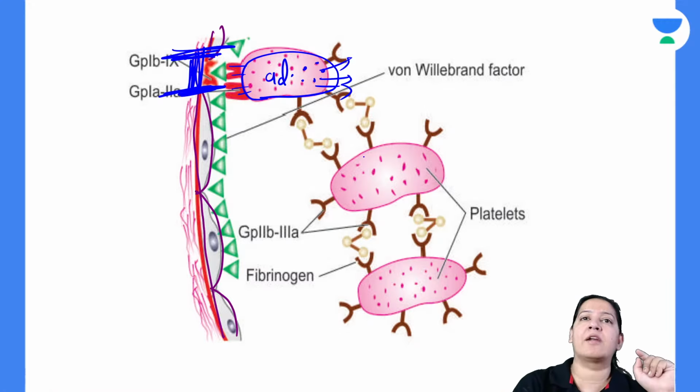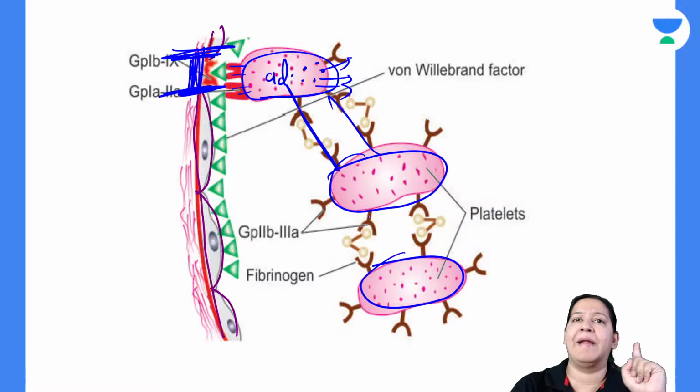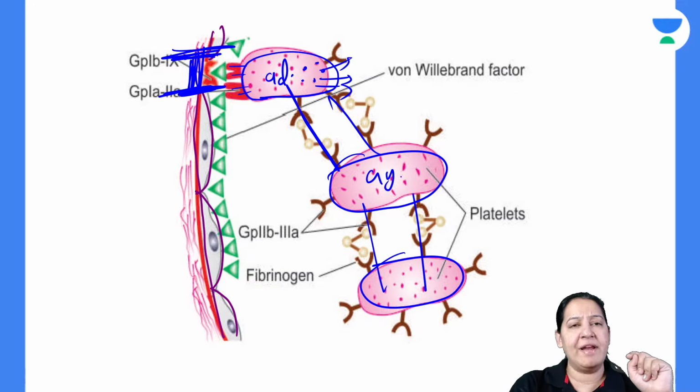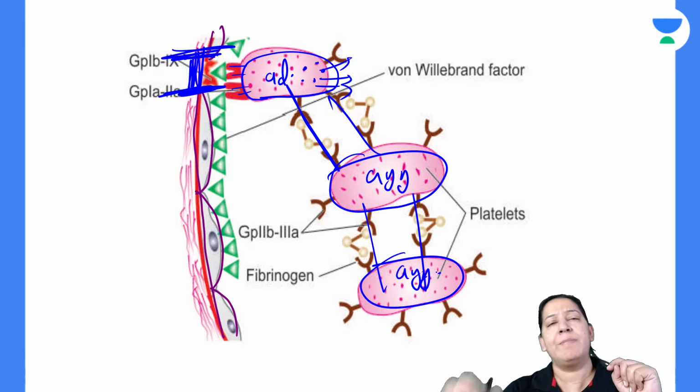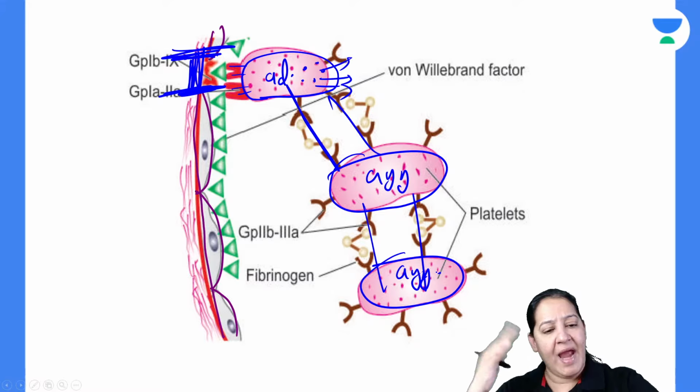So other platelets are coming, the second platelet and the third platelet, but it is forming a bond between platelet and platelet. So these platelets are showing aggregation. Now different receptors are required for adhesion and aggregation. Have you got it? I will draw the same diagram for you.